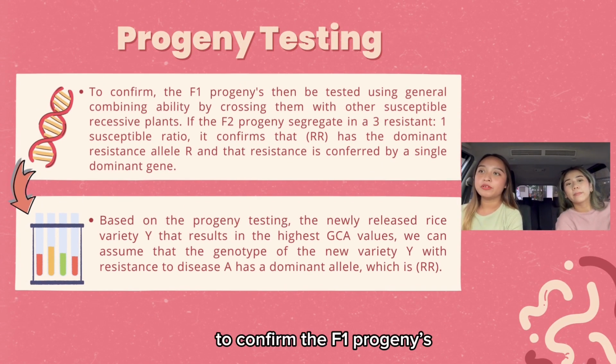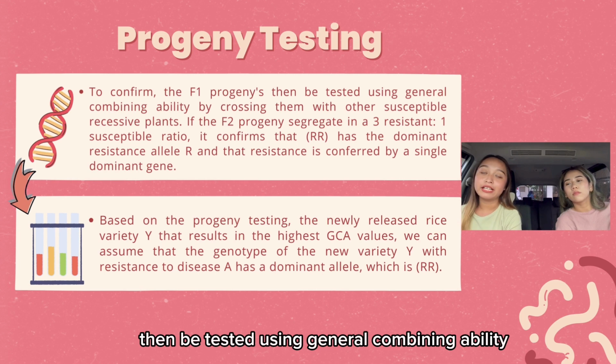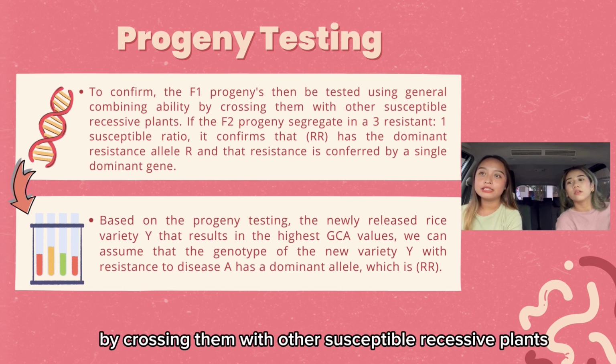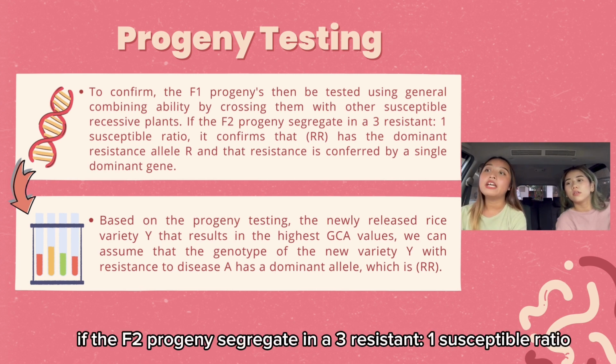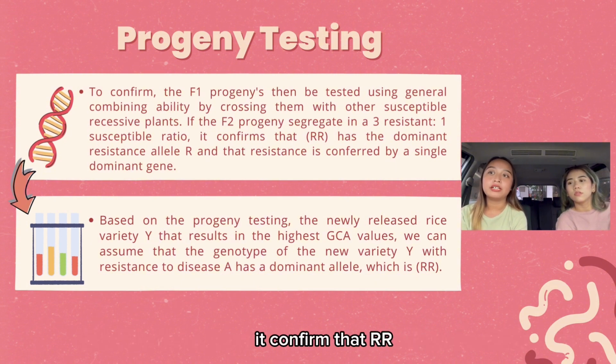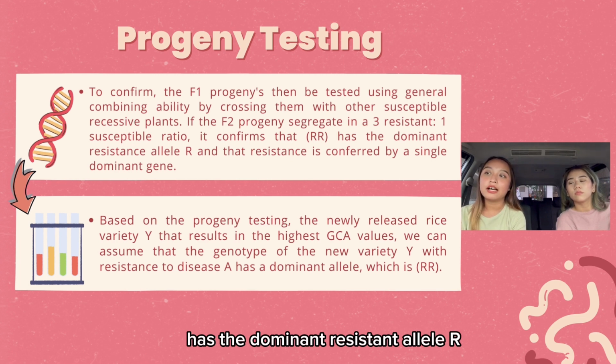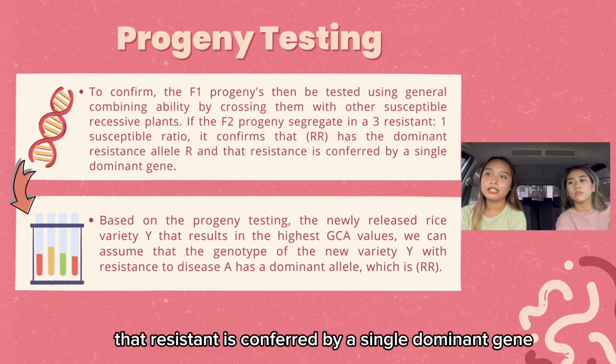To confirm, the F1 progeny is then tested using general combining ability by crossing them with other susceptible recessive plants. If the F2 progeny segregate in a 3 resistant to 1 susceptible ratio, it confirms that RR has the dominant resistant allele R, and that resistance is conferred by a single dominant gene.